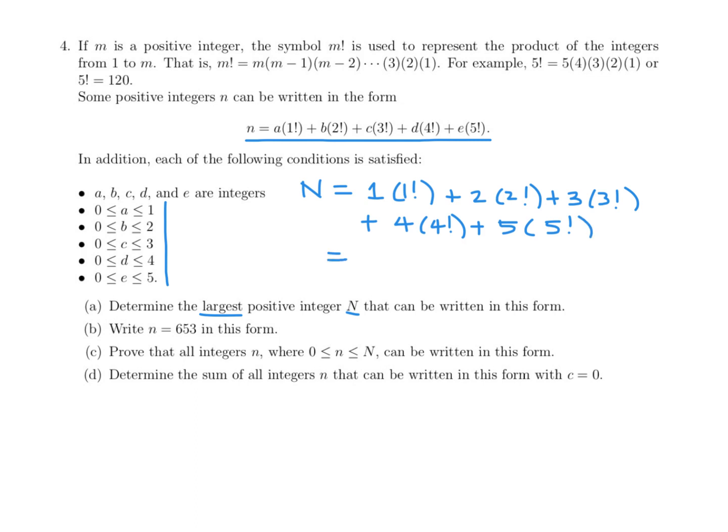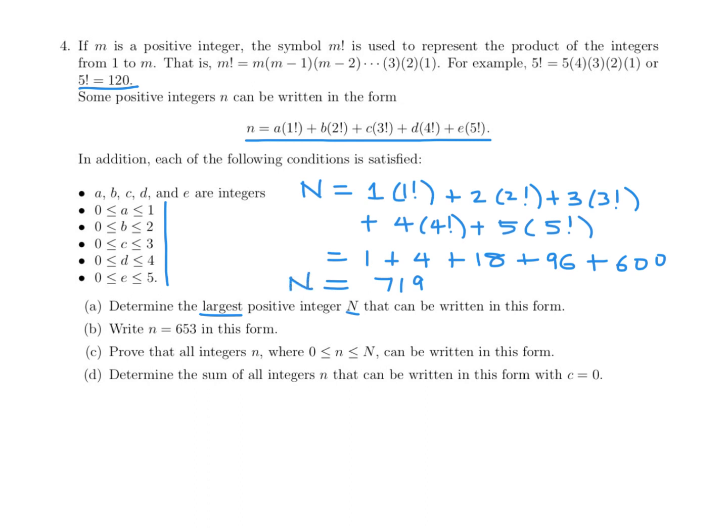So let's see. This is going to be 1. 2 factorial is what? 2 times 1, which is 2. So multiply that by 2 and we get 4. 3 factorial is 3 times 2, which is 6. 6 times 3 is 18. 4 factorial is 24, times 4 is 96. And 5 factorial, which I think they actually gave you, is 120. And therefore that times 5 would be 600. And if you add all these up, I believe this is going to be 719. So that is the largest possible.